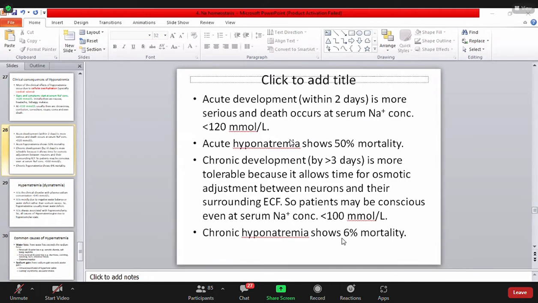So acute hyponatremia develops within 2 days, and chronic hyponatremia develops over more than 3 days. And chronic hyponatremia is more tolerable in our body, and the patient may be conscious even at serum sodium concentration less than 100 millimole per liter. But acute hyponatremia is more serious, and death occurs at serum sodium concentration less than 120 millimole per liter.